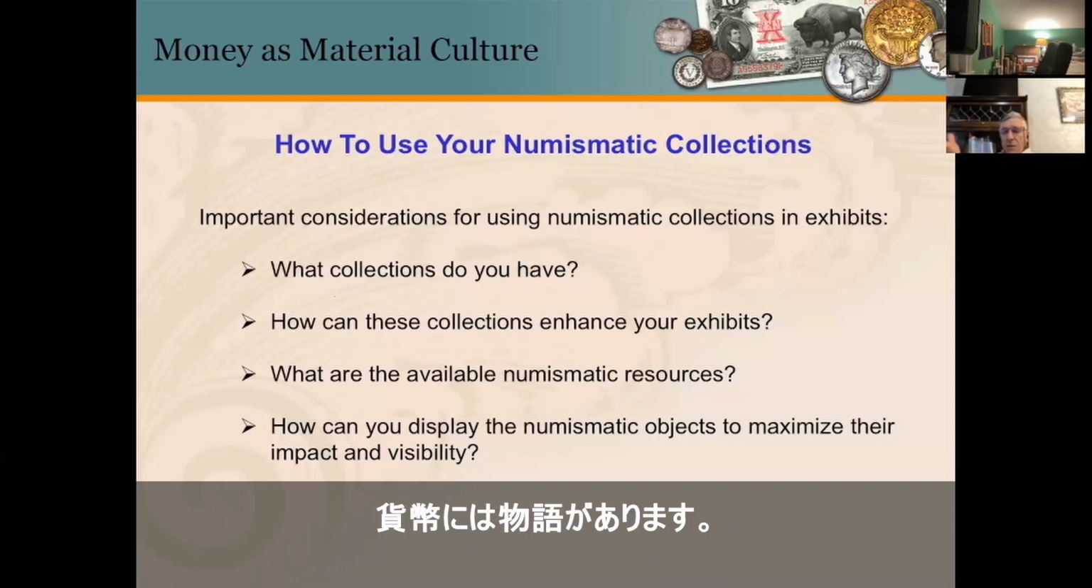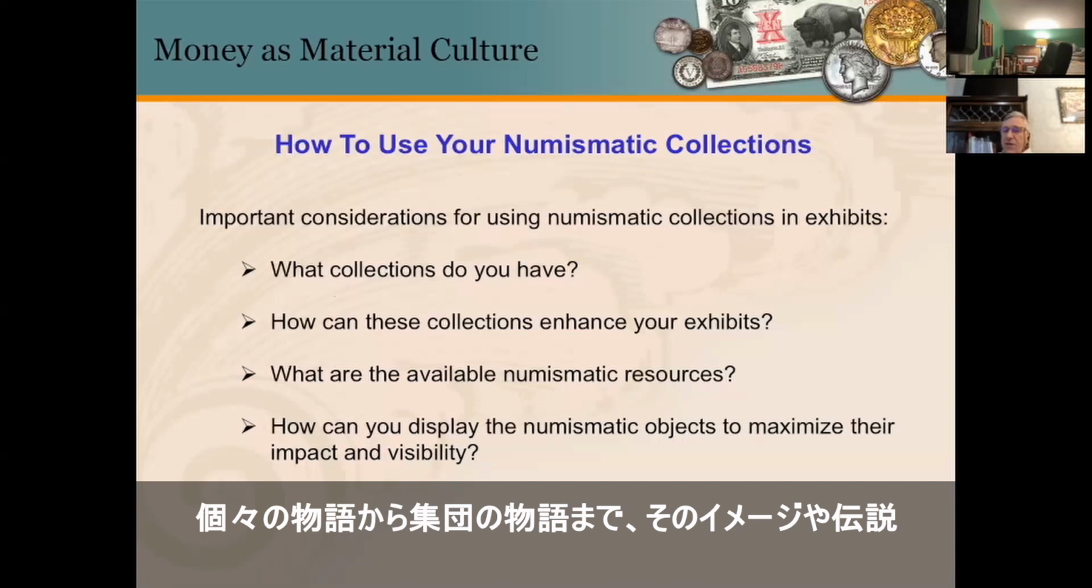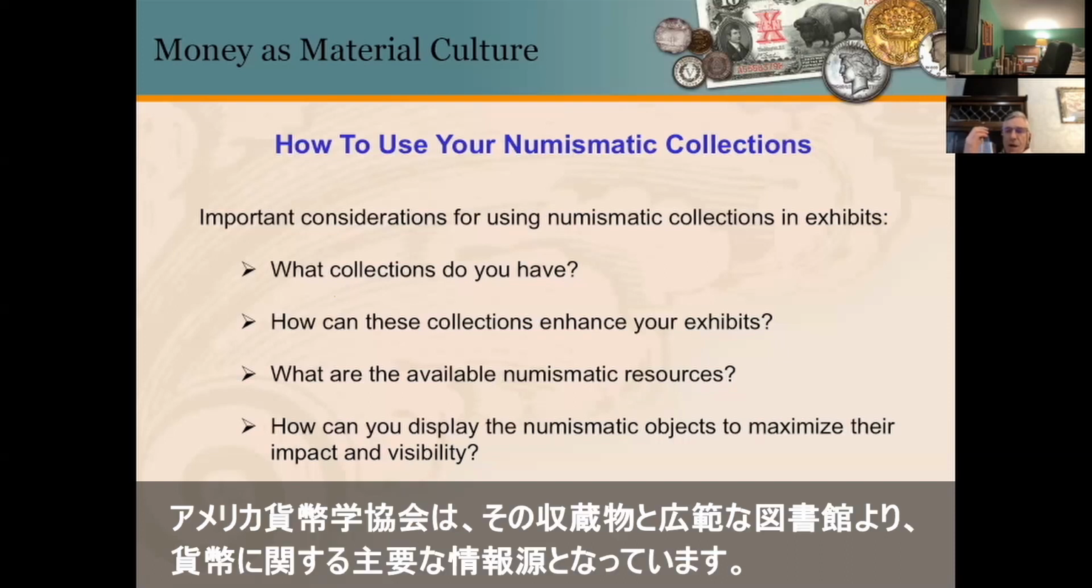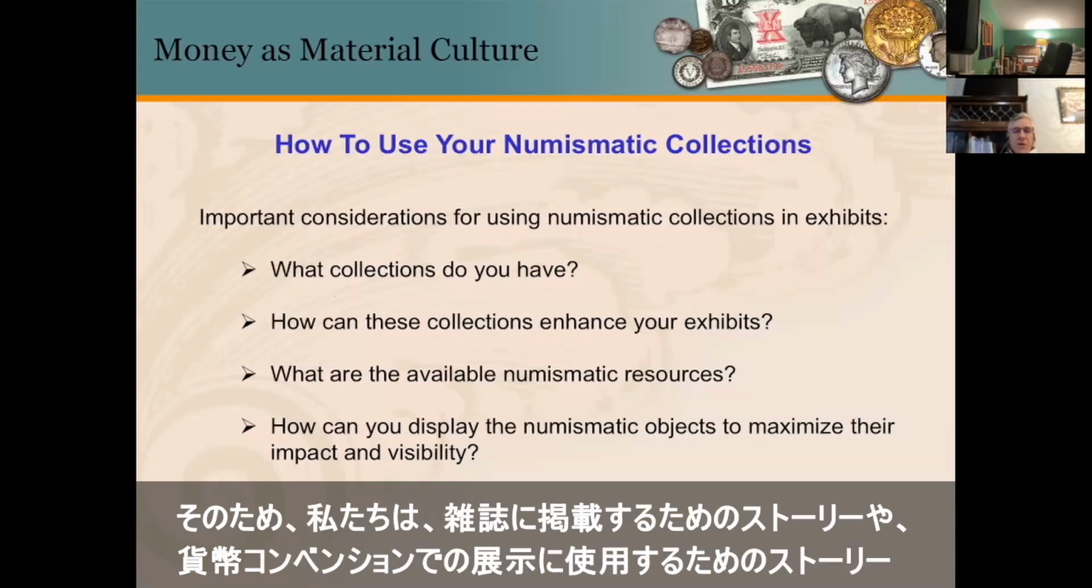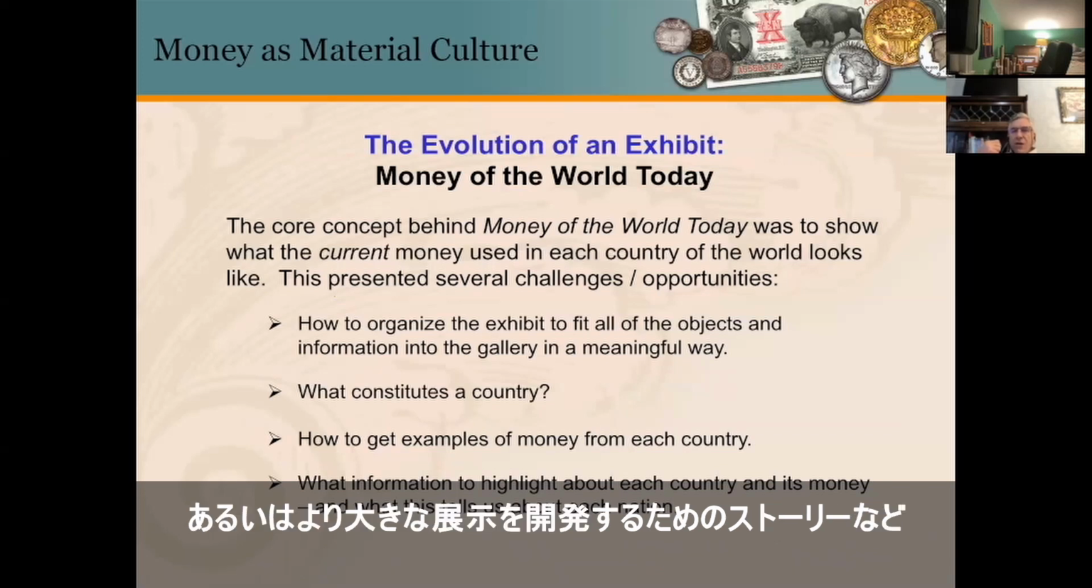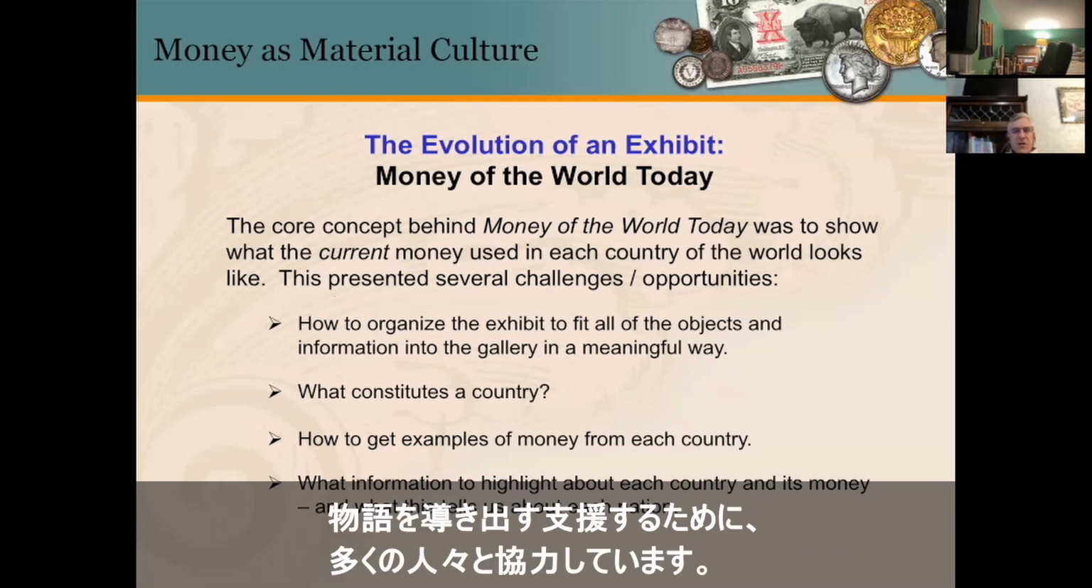Now, money has stories to tell, and from these stories of individual objects to groups, told by their images and legends or by the circumstances and reasons for which they were issued. The ANA is a primary resource for information about money with its collections and extensive library. So we often work with people to help develop their stories, whether stories for our magazine or stories to be used in their own displays at coin conventions, things like that, or for developing larger exhibits.